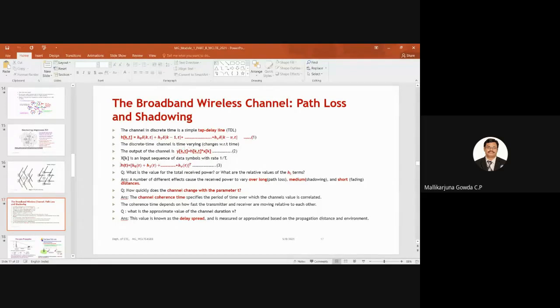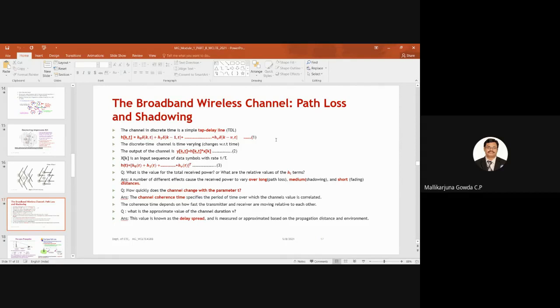Okay, so I said here x of k is an input sequence of data symbols with rate 1 by T, where T is the symbol duration. So I can write h of t is equal to h0 of t plus h1 of t and so on, up to hv of t, to the transpose. Okay, so I simplified these things. I have not written the summation and all, with the basic understanding of your signals and systems and DSP, I hope you all understand.